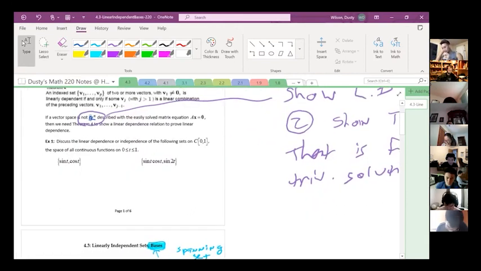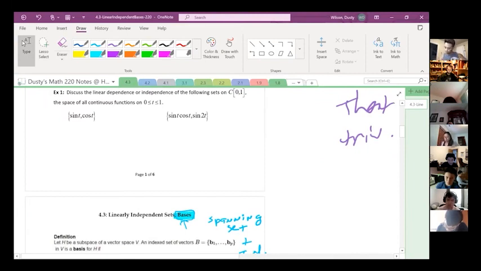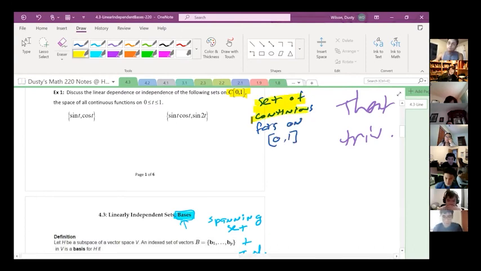Okay. All right, so let's look at example 1. So I want to discuss the linear dependence or independence of the following set of continuous functions on 0, 1. Let's make sure you're tracking. Let's look at sine t, cosine t. So if I want to show whether these are linearly dependent or linearly independent, I could first of all say sine t, cosine t, this is not in the world of matrices.